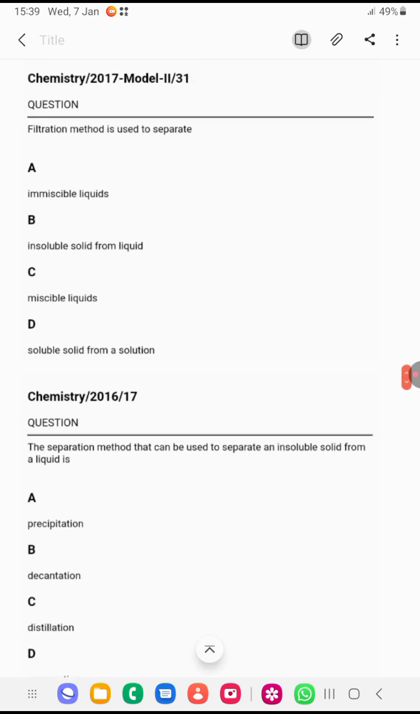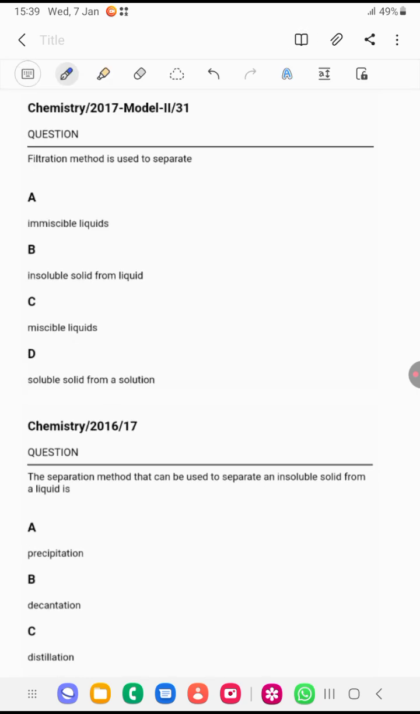And the answer is not C, because we cannot use filtration to separate miscible liquid. And the answer is also not D, because we cannot use filtration to separate a soluble solid from a solution. No, we use it for insoluble solid from liquid. So the answer here is B.